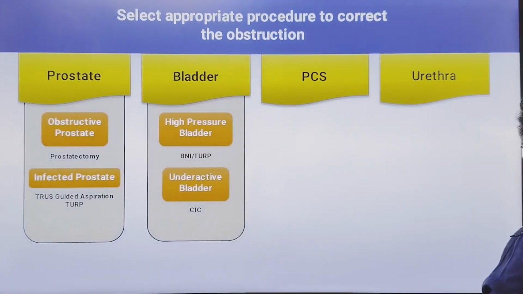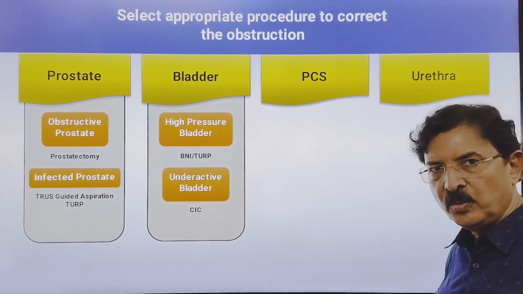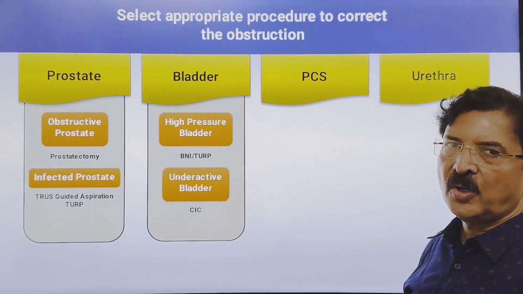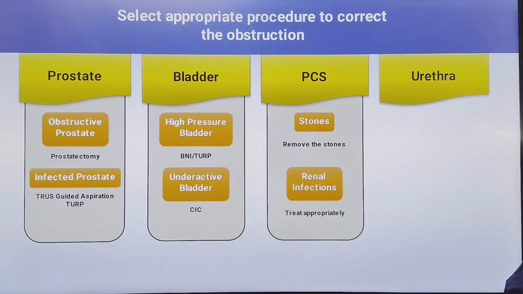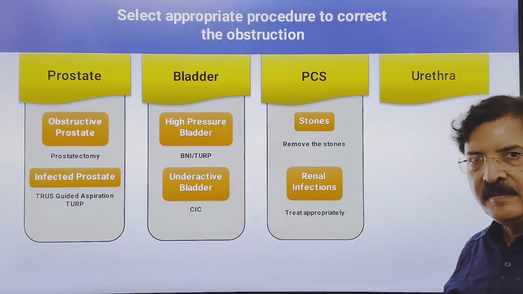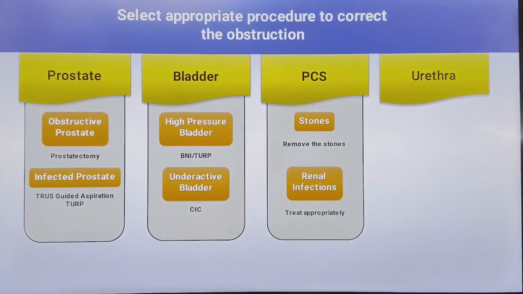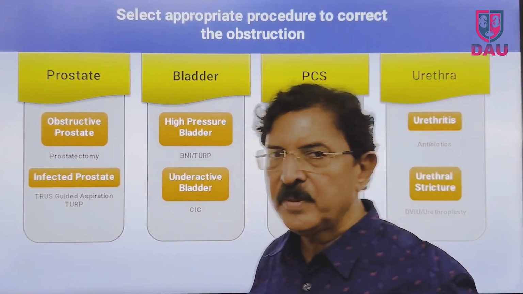When it is a bladder case, if it is high pressure bladder, you will have to do either bladder neck incision or TURP. If it is underactive bladder, you will have to resort to clean intermittent catheterization. If it is in the pelvic system and stones are responsible for it, you will have to remove the stones, right? And if it is renal infection, you have to treat appropriately, whether it is renal parenchyma, calyceal diverticulum, pelvic system, whatever.